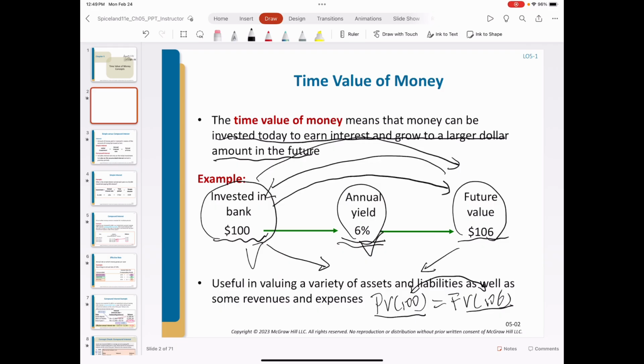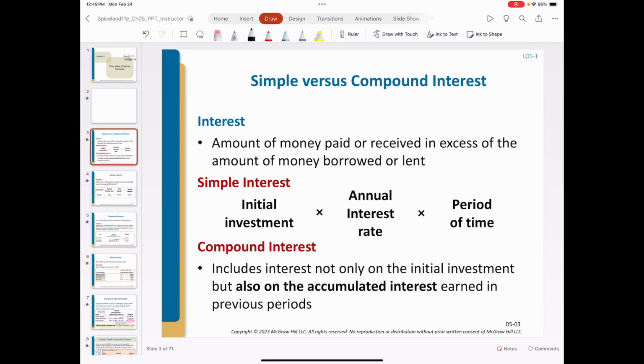To account for the time value of money, we should know the different concepts of interest. So there are two interests. One is simple, the other is compound interest. The simple interest is calculated using this formula: the initial investment or the principal, multiplied by the interest rate, multiplied by the time. And for the simple interest, the principal does not change, or the interest will not be reinvested or become part of the principal.